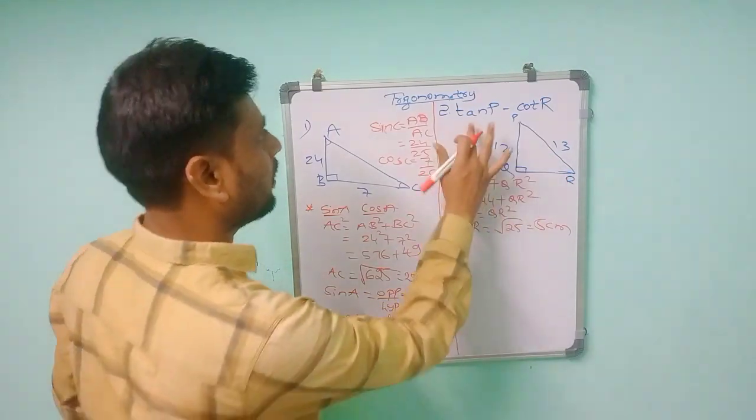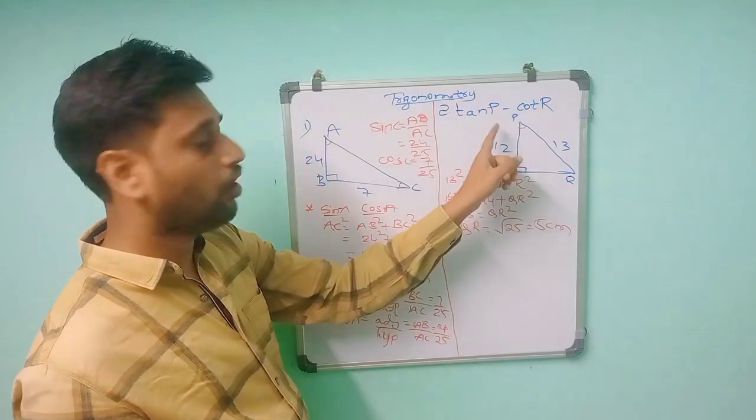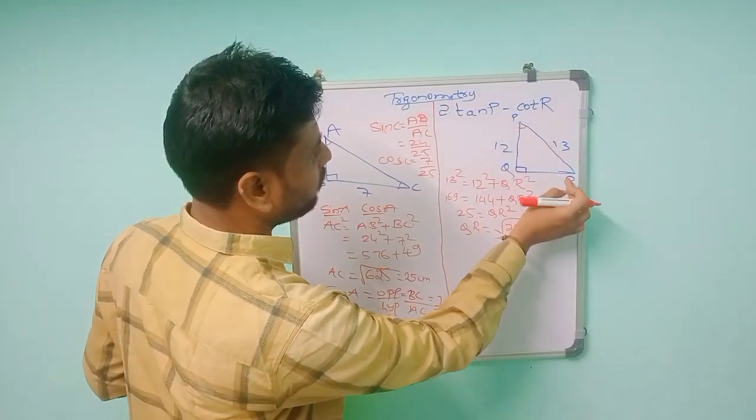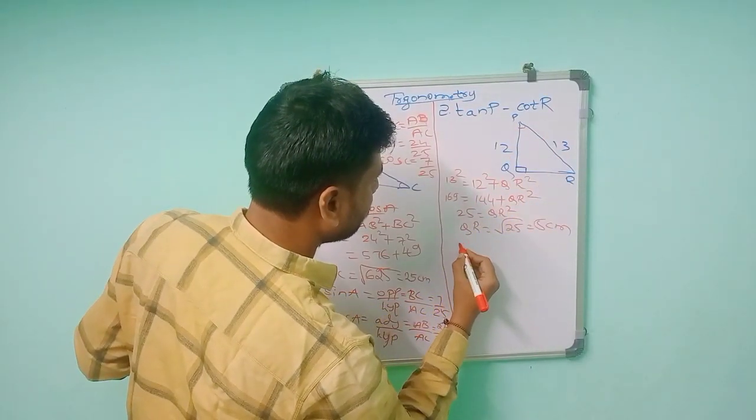So tan P means P here. P is there, so the formula is opposite by adjacent. Opposite is QR.